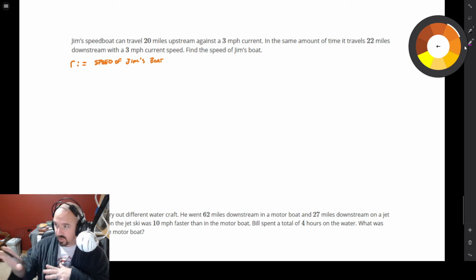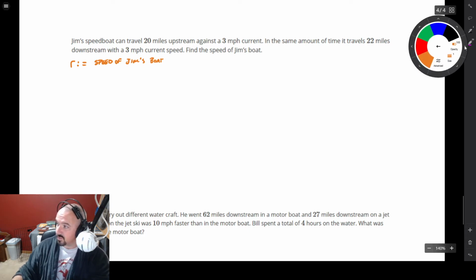So now that we have that, we can find out if there are any other things that we can measure based on the speed of Jim's boat. So it looks like Jim's speedboat can travel 20 miles upstream against a 3 mile an hour current. In the same amount of time, it travels 22 miles downstream with a 3 mile an hour current speed. Find the speed of Jim's boat. This is it.